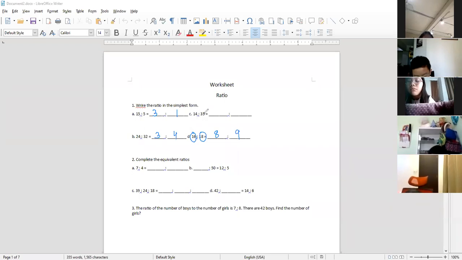How can you simplify this? You have to divide by 7. So 14 divided by 7 is 2, and 35 divided by 7 is 5. Right? So 14:35 comes in the table of 7. So our answer is 2:5. Is it clear to everyone? Now let's move to the next question.